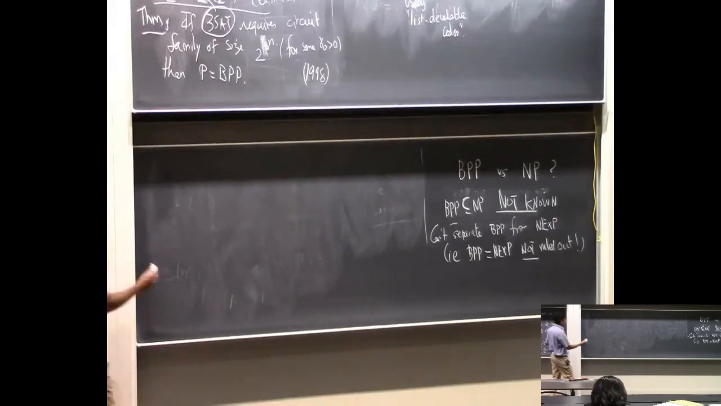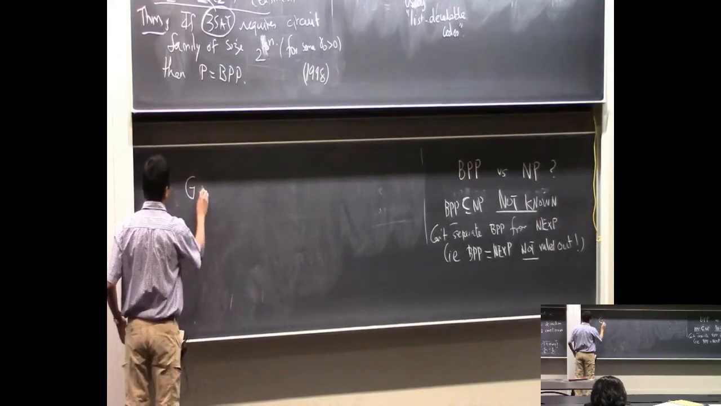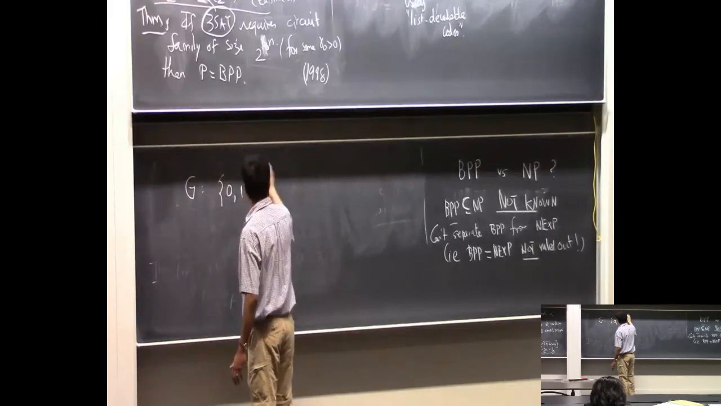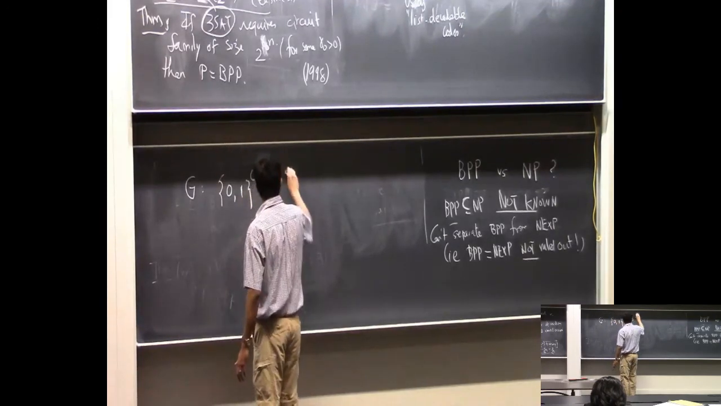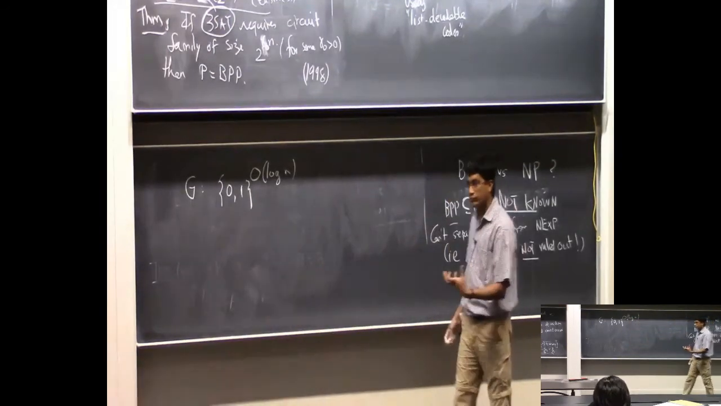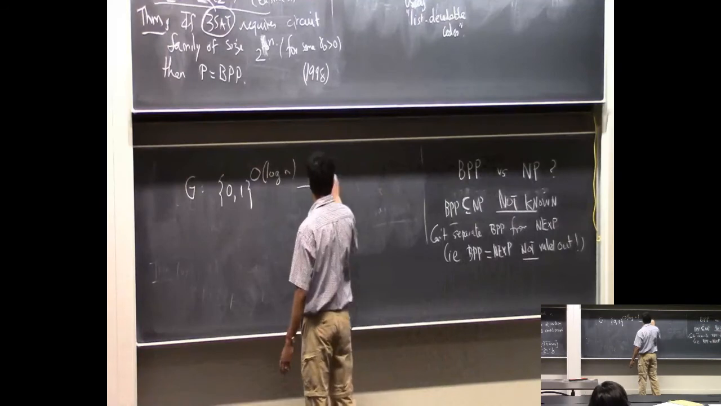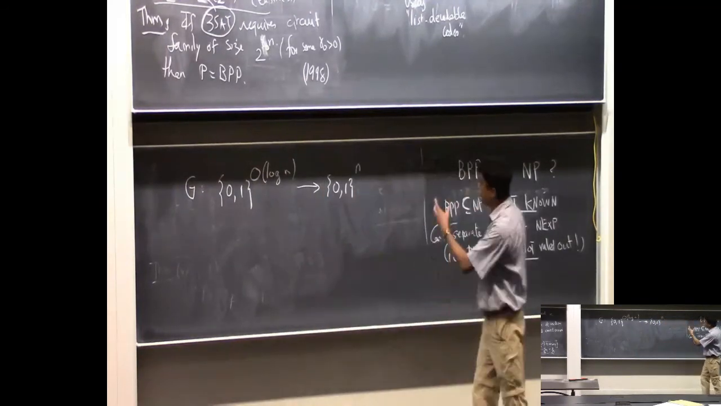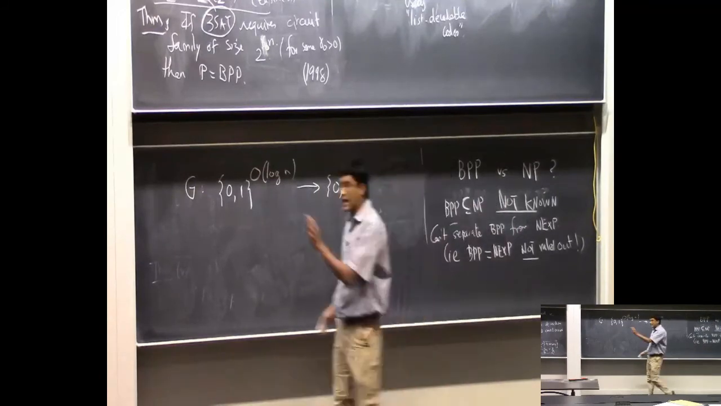So what one is going to do is this. A pseudo-random generator, I won't define very precisely, but I'll tell you the kind of object it's going to be. It's a generator G, which is going to take a small string of log n bits and map it to a string of n bits. And you should think of n as the number of random bits an algorithm needs.